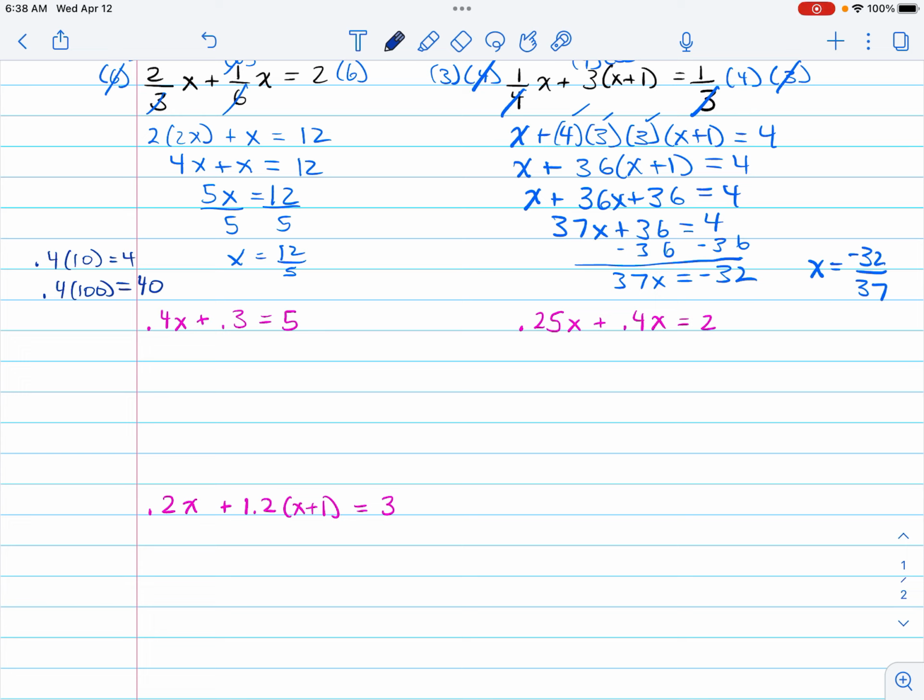So let's consider this first problem here. And let's suppose I want to clear out that fraction. Well, what if I multiply through by 10? If I multiply 0.4 times 10, that would just be 4. 0.3 times 10, that would be 3. And 5 times 10 would be 50.